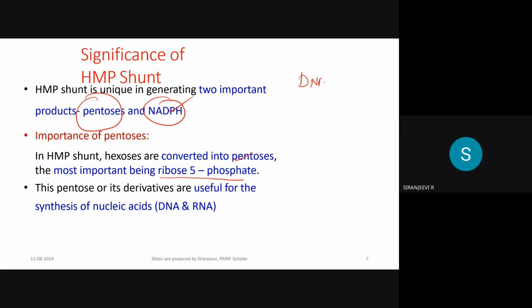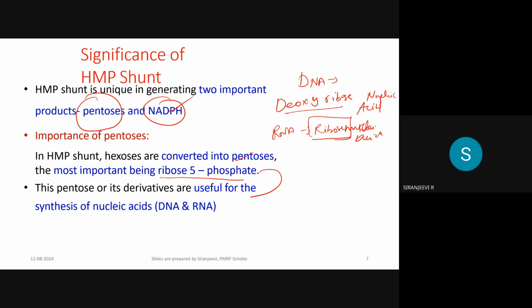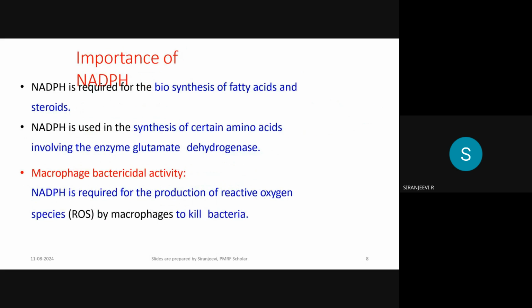DNA is short for deoxyribose nucleic acid, and RNA is ribose nucleic acid. So it's deoxyribose and ribose. Ribose is the main component of DNA and RNA. That is why this HMP shunt pathway provides most of the DNA and RNA production.